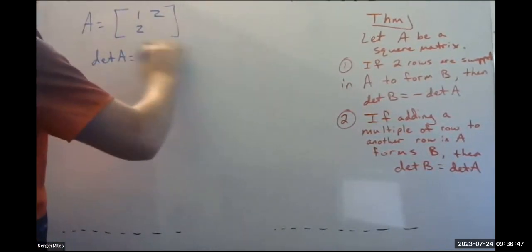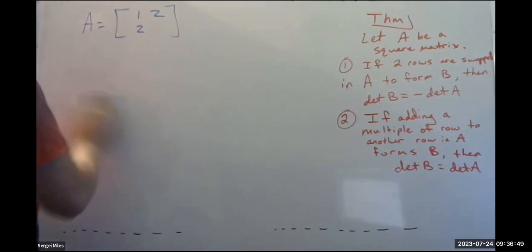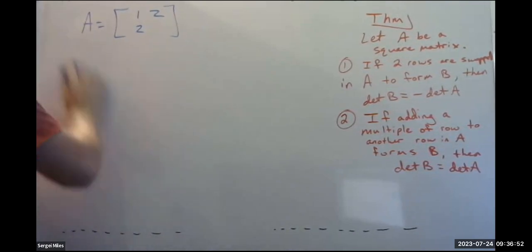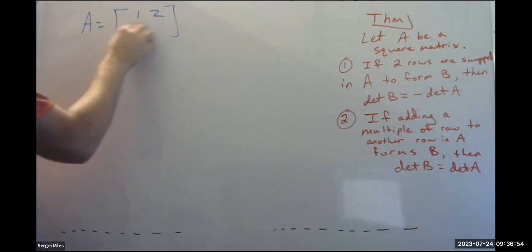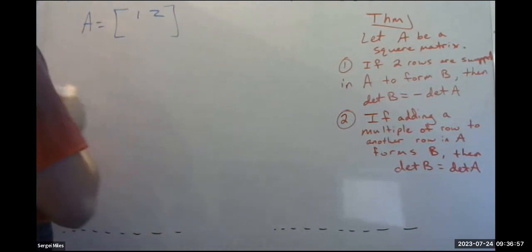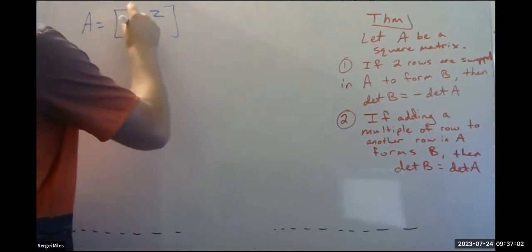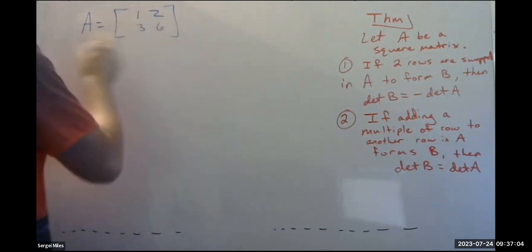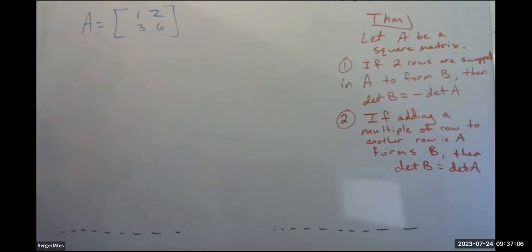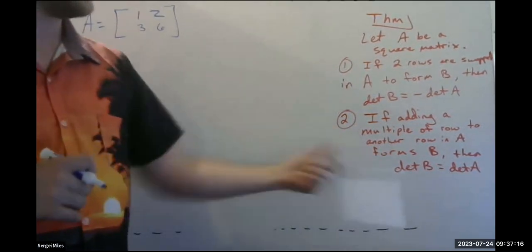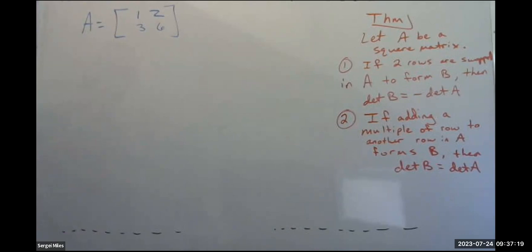So consider, let's think about this example. Let A be the matrix 1, 2, 3, 6. Now again, I'm using 2 by 2s on purpose because we already have a formula for 2 by 2s, so it's easy to find the determinant. But if we move on to 3 by 3s or 4 by 4s, we can remember these tricks we're writing down to remember how the determinant is going to change.